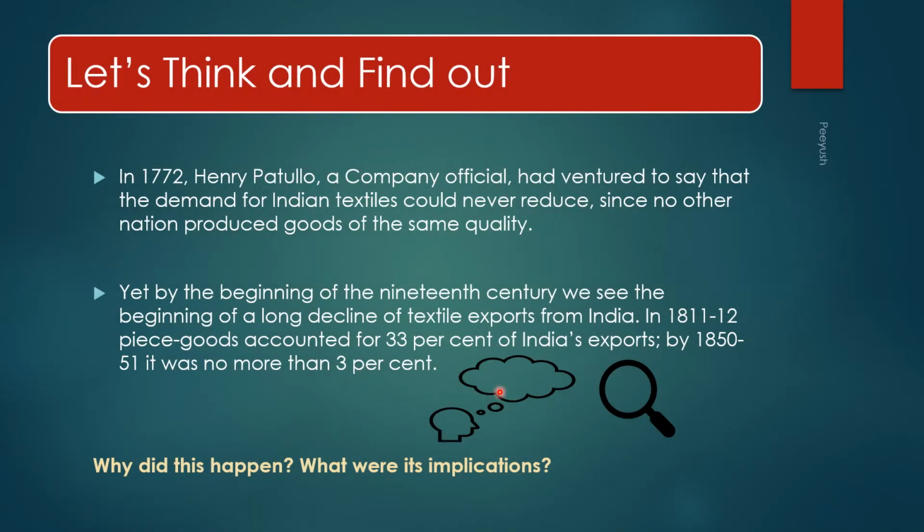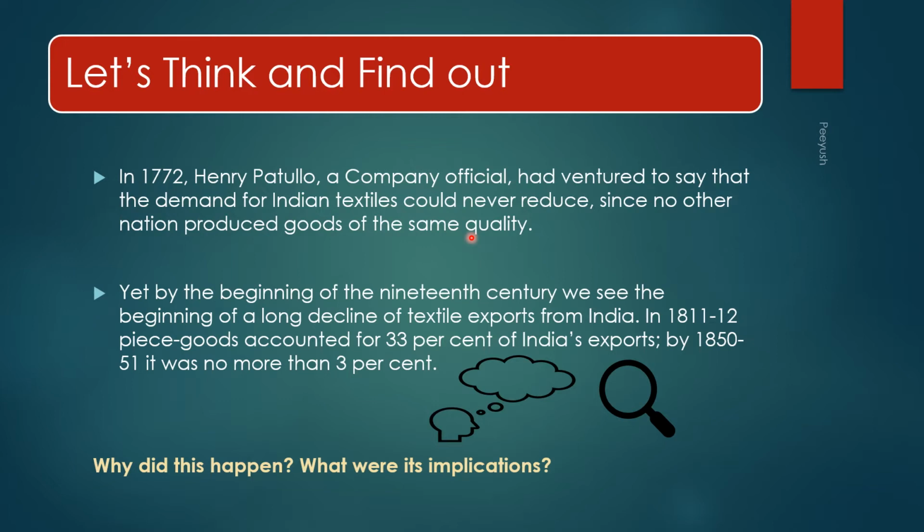Now let's think and find out with the statement mentioned here by a company official, meaning an officer of the English East India Company. In 1772, Henry Patullo, a company official, had ventured to say that the demand for Indian textiles could never reduce, since no other nation produced goods of the same quality.